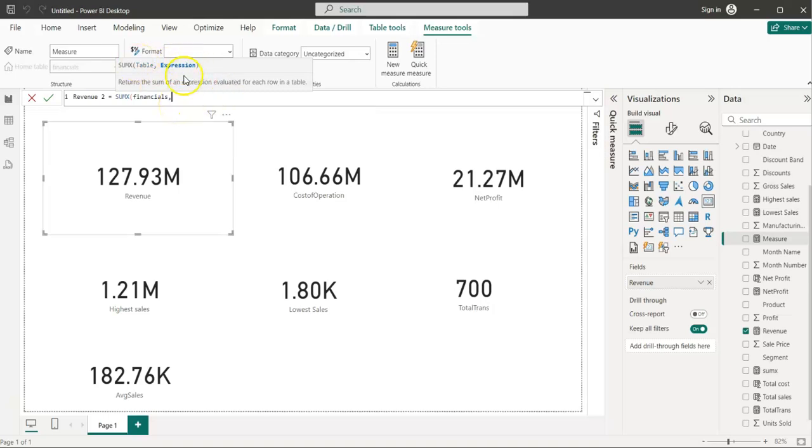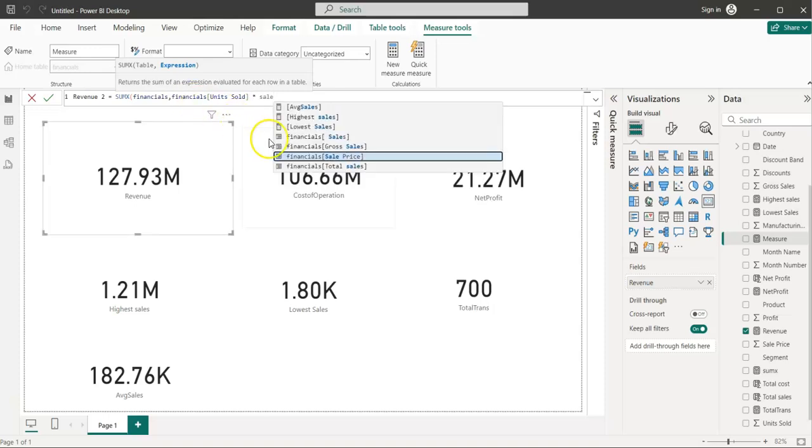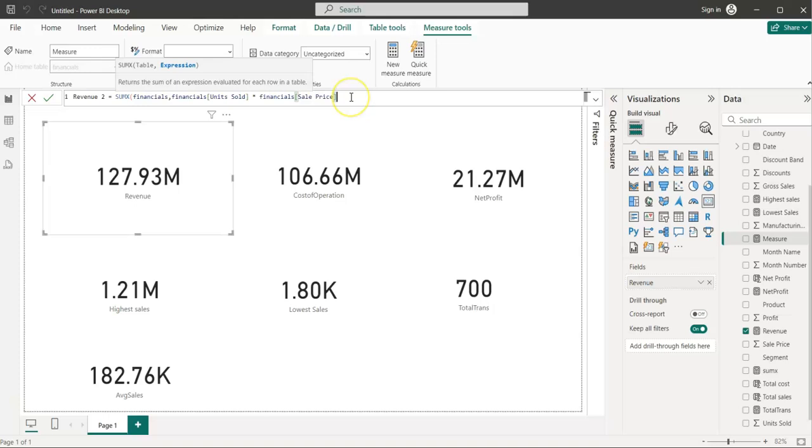Now what is the expression? That is, what do you want to sum up together? I want to sum up the multiplication of units sold multiplied by the sale price. Don't forget, we calculated the sale price multiplied by units sold to get the total sales, then we did the sum. But in this case, we are saying: calculate units sold multiplied by sales price, then after doing that, sum it up for me.